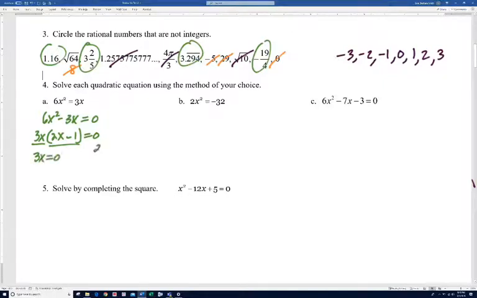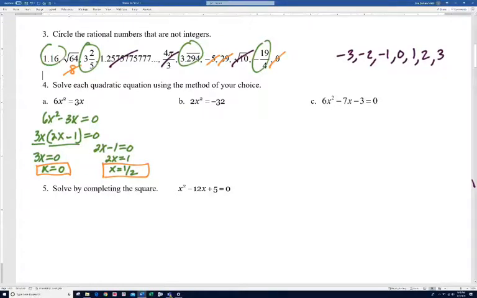And we can set each of those equal to 0. So 3x equals 0 or 2x minus 1 is equal to 0. So 3 times x is equal to 0. That means x must be 0. And on 2x minus 1 equals 0, let's go ahead and add 1 to both sides. Divide by 2. And so we get 0.5.